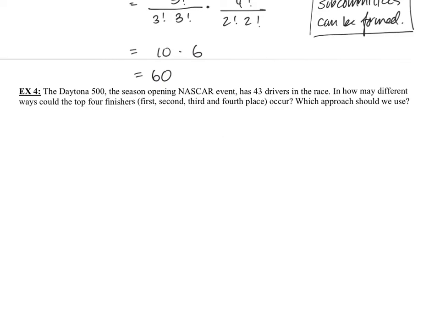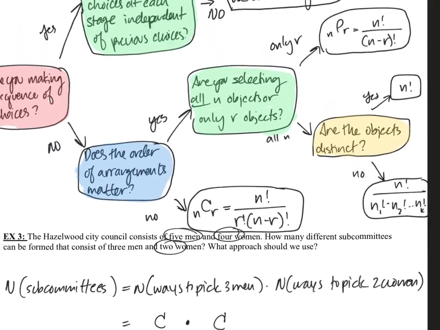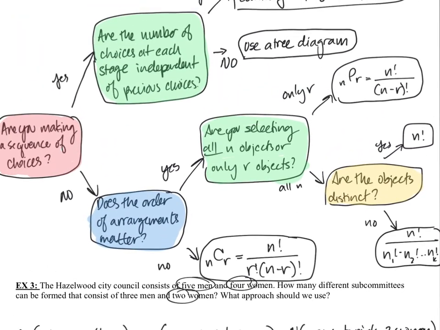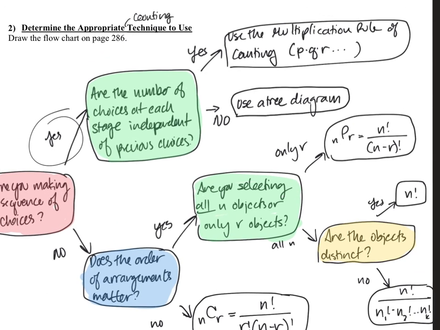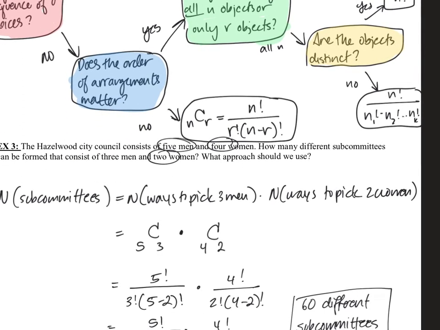Alright, so let's take a look at our flow chart here. The first question is, are we making a sequence of choices? And we'll say yes. Let's view the first choice for first place, second choice for second place, and so on. We're talking about sequences of choices. The next question is, are the number of choices at each stage independent of the previous choices? So we can look at this as yes.